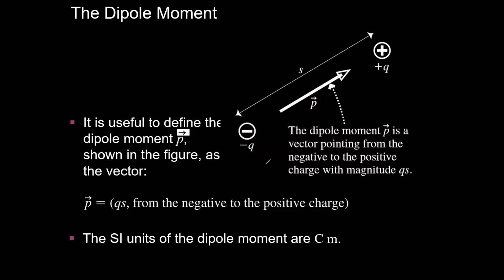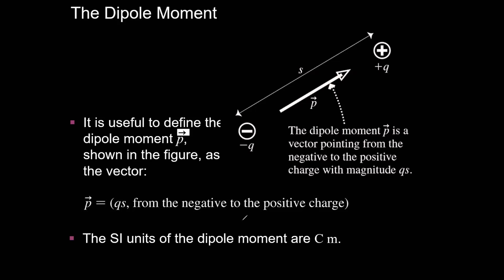So it has a magnitude. The magnitude of this vector is defined as the magnitude of the charge times their distance, Q times S. So that means that the dipole moment has units of coulombs per meter. And the direction of the electric dipole moment is always pointing from the negative charge to the positive charge.